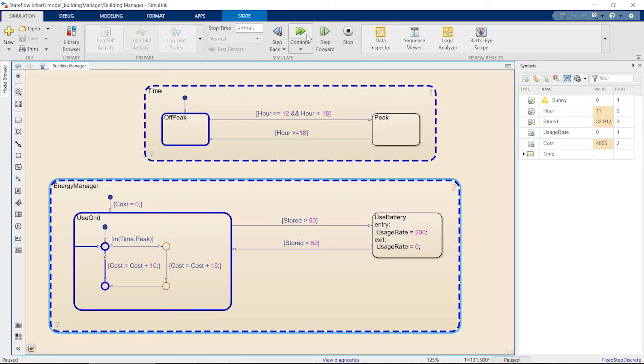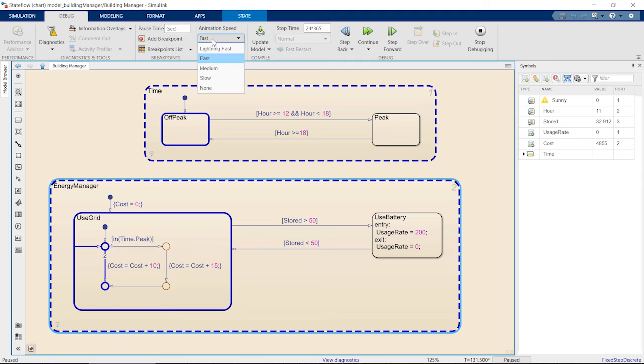But how do we make sure our decision logic is working properly? Let's pause the simulation and slow down the animation speed. We're using the grid at this time step, and we can see that we're in the off-peak state. Our cost is $4,855 so far. Now we'll step forward one step and see that we were billed the off-peak price of $10.